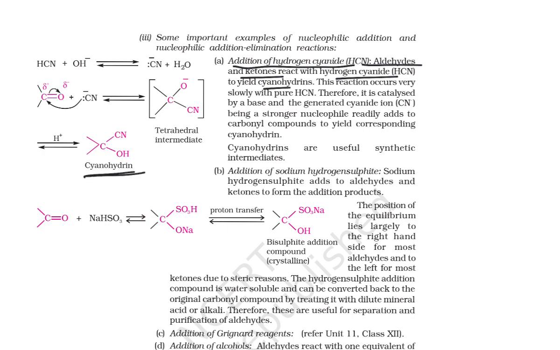It is catalyzed by base, and the generated cyanide ion, being a stronger nucleophile, readily adds to the carbonyl carbon to yield the corresponding cyanohydrin. I will give one more example.